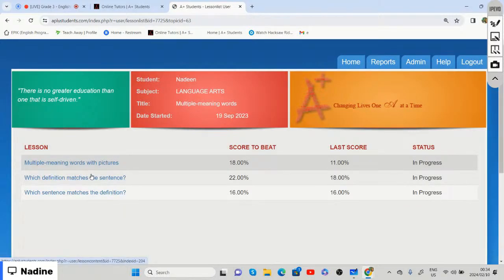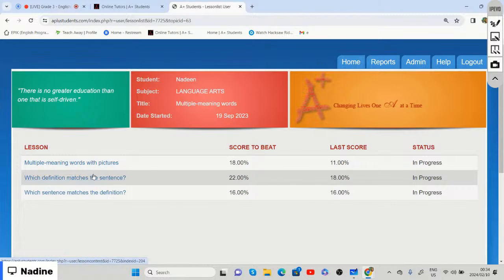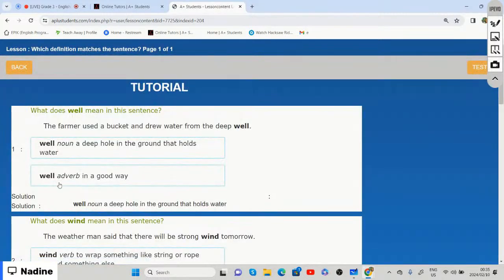All right, so now we're going to the next lesson, which says which definition matches the sentence. So now we need to find the definition that matches the sentence. What does well mean in the sentence? Well. It says the farmer used a bucket and drew water from a deep well.